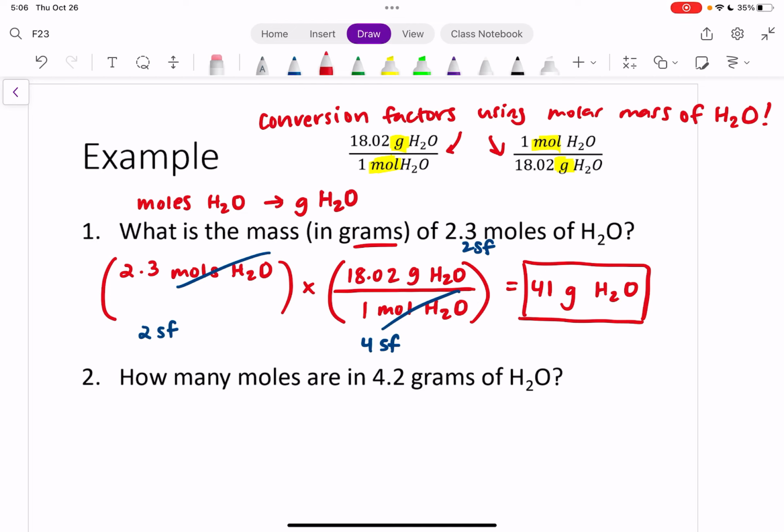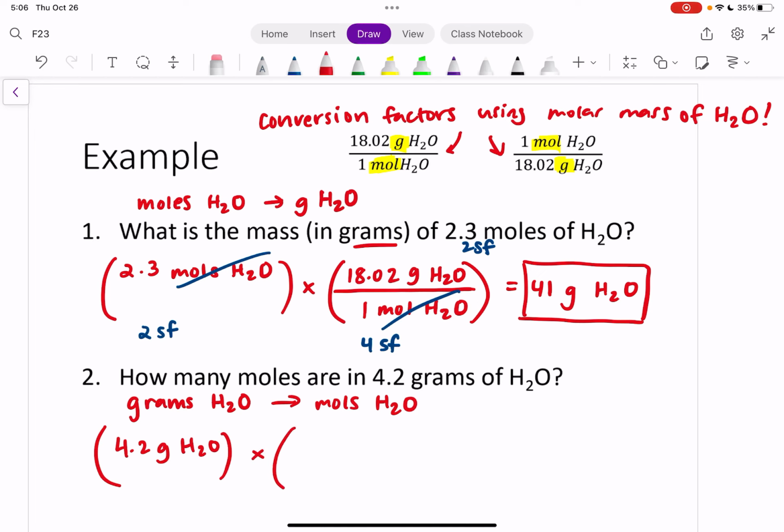All right, so how many moles are in 4.2 grams of H2O is our next question. So before, we started with moles, and we wanted to get to grams. Now we're starting with grams, and we want to get to moles. So grams of H2O to moles of H2O. That's our goal. All right, so we start with the number that we're given, right, which is 4.2 grams of H2O. That's our first kind of train track.